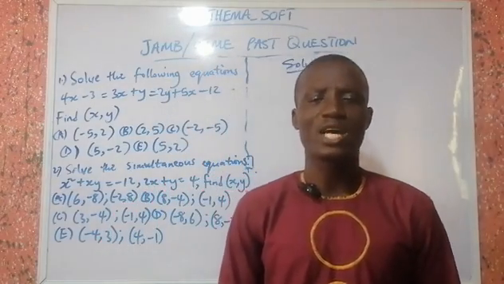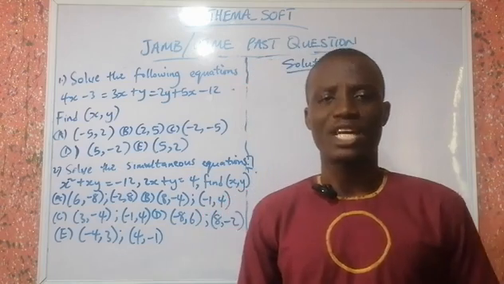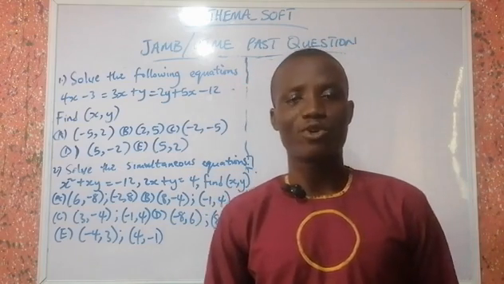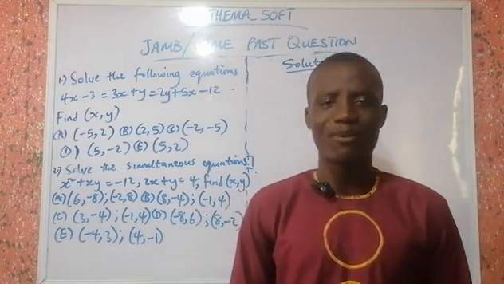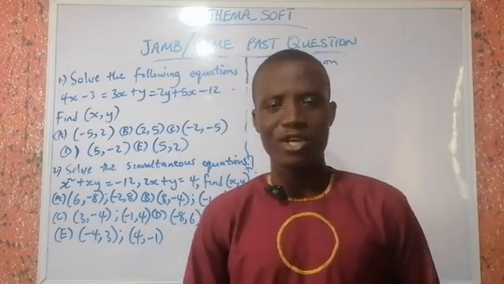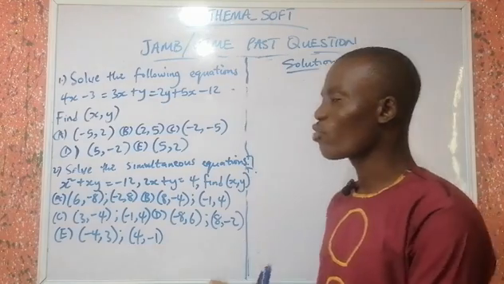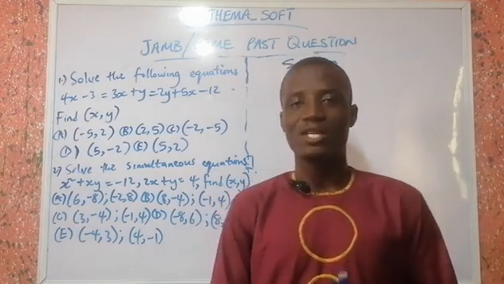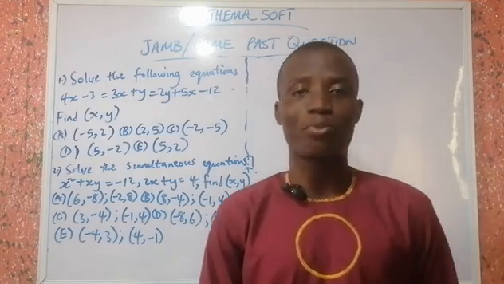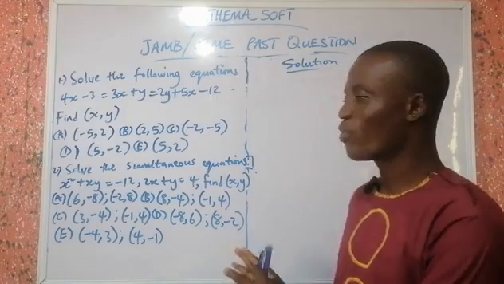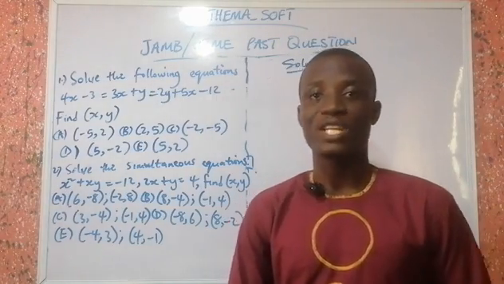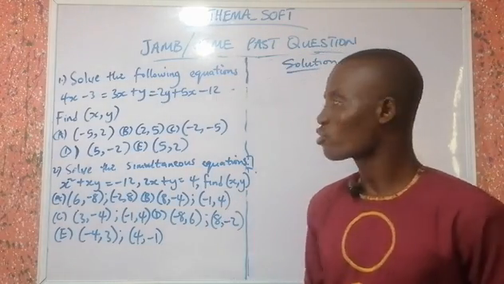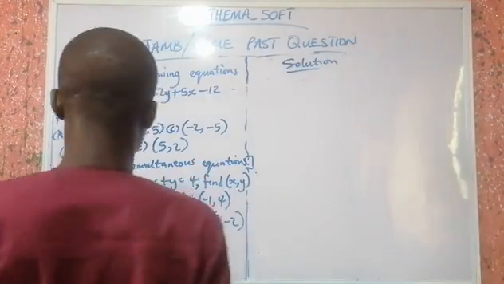Today we'll be solving some questions from JAMB past questions for the benefit of those students that will be writing the JAMB or UTME examination. So today we have two questions on the board from simultaneous equation, and simultaneous equation is a very popular topic in mathematics. However, we have some peculiar questions that you need to pay attention to. So let's get to work.